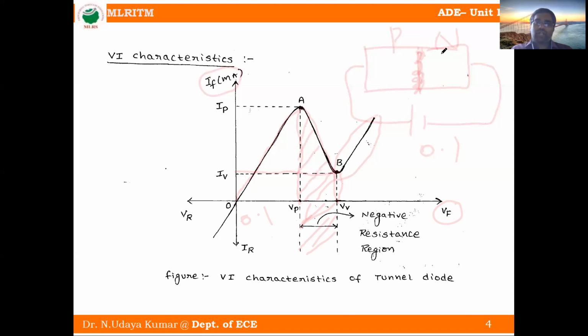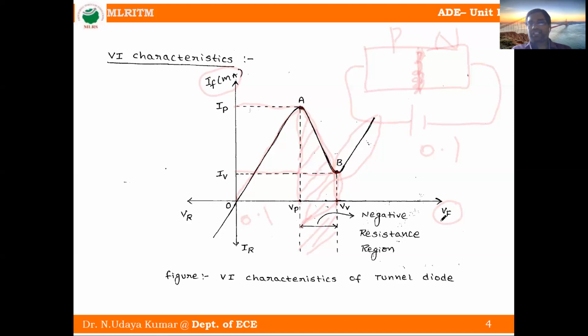Instead of crossing the barrier, electrons are tunneling through the barrier. So at that time, current is very high. That current we call the peak current. Again, we are increasing the forward voltage. Current decreases up to a point B. This point we call the valley point, the corresponding current we call the valley current, and the corresponding voltage we call the valley voltage.